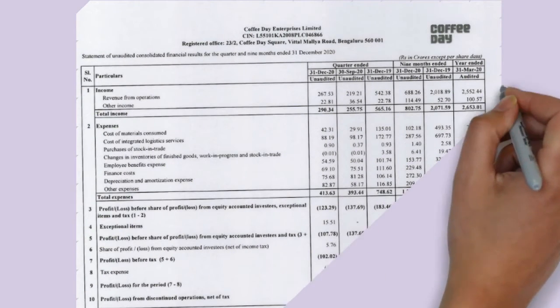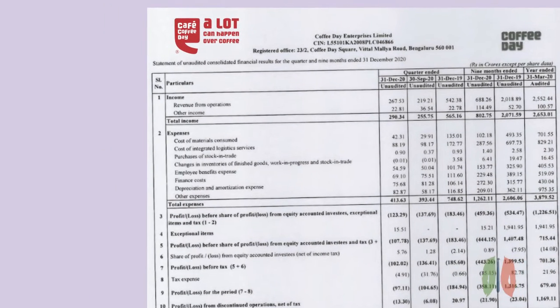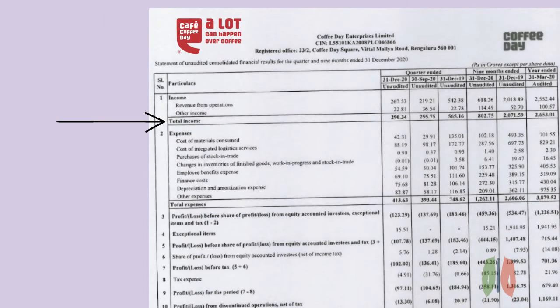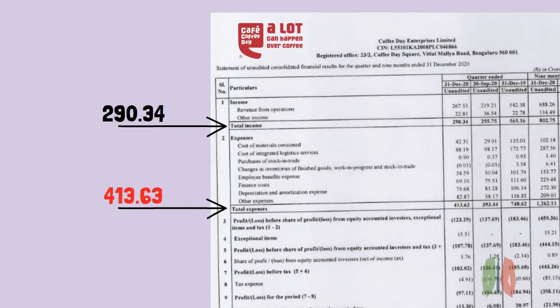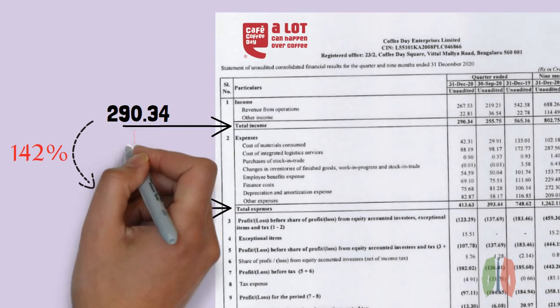So we will see another statement, which is of Coffee Day Enterprises, which is Cafe Coffee Day. They have an income of 290.34 crores and expenses of 413.63, which is a massive amount, exceeding the total income. It means the expenses are 142% of the total income. Here they are spending 142 rupees to generate 100 rupees, which is a bad sign.